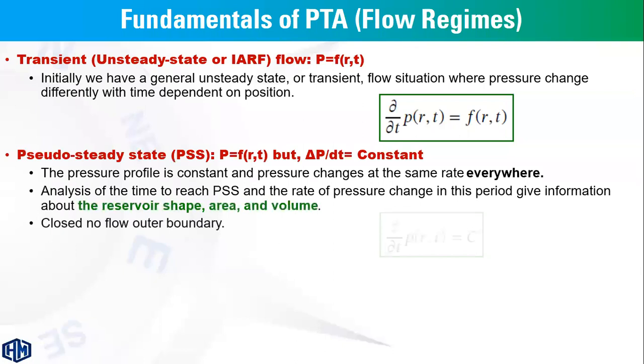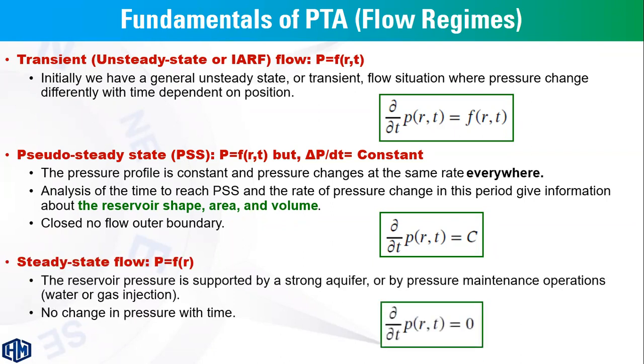The second flow regime is the pseudo-steady state or the boundary dominated flow. In this flow regime, the pressure will be a function of r and t as well. But in this case, ∂P/∂t will be constant, which means the pressure profile will change throughout the reservoir at the same rate, so the pressure will decline throughout the entire reservoir at a constant rate. This flow regime is very important to identify the reservoir shape, reservoir area, and finally the hydrocarbon volume. The third flow regime is the steady state.